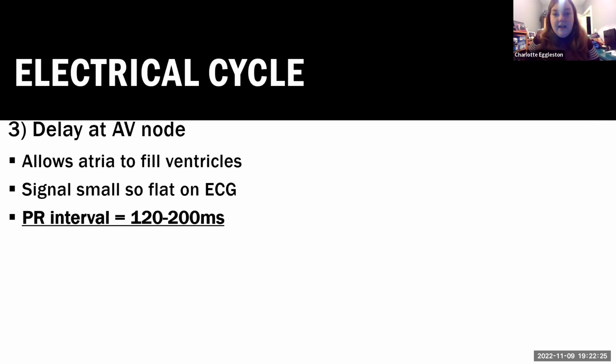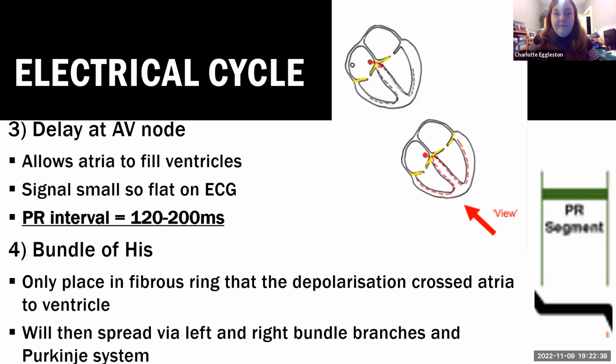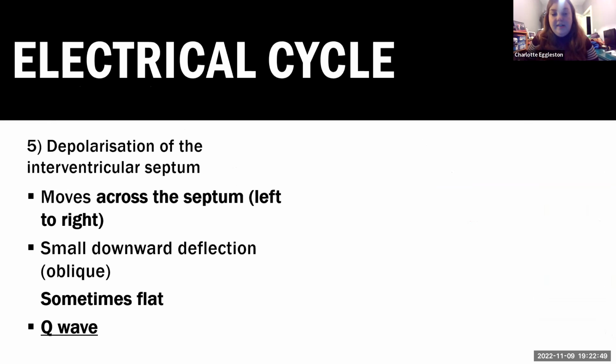Then we have a delay at our AV node, so that's on our ECG what our PR interval is going to be. That lasts from 120 to 200 milliseconds. And again, we'll talk about the reasons and what we might see on an ECG if that is different. And then it's going to go over the bundle of His. So that's the only place that the atria and ventricle should have a connection electrically. And then down our bundle branches and our Purkinje system.